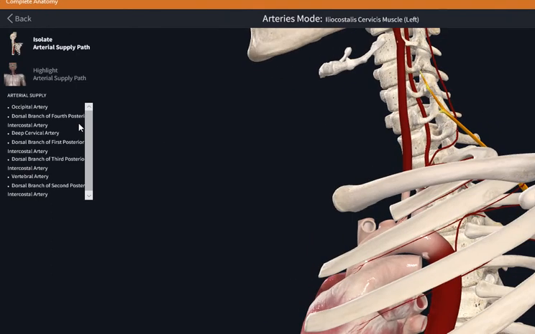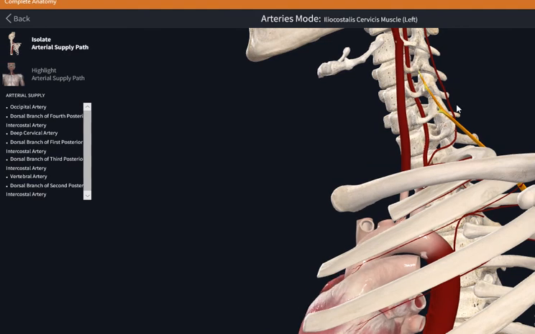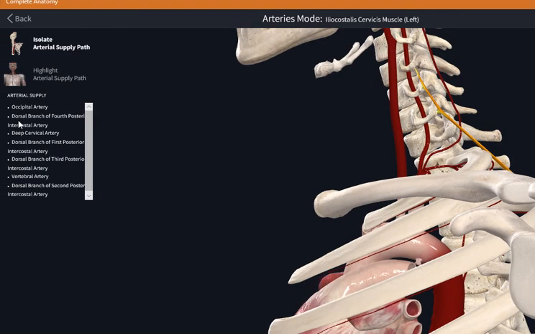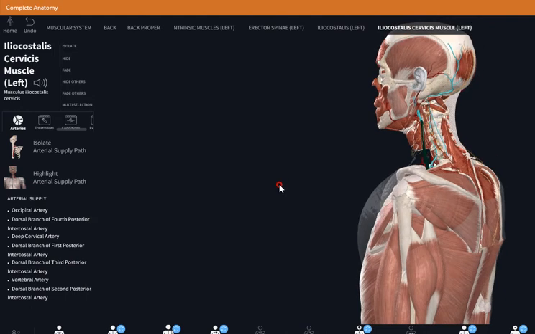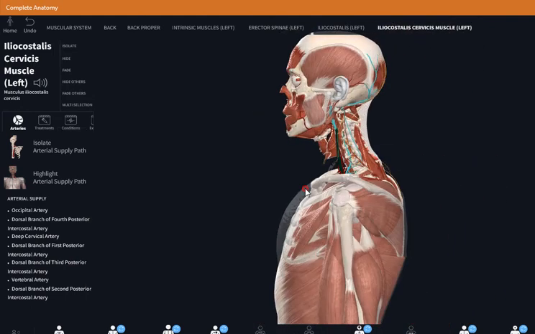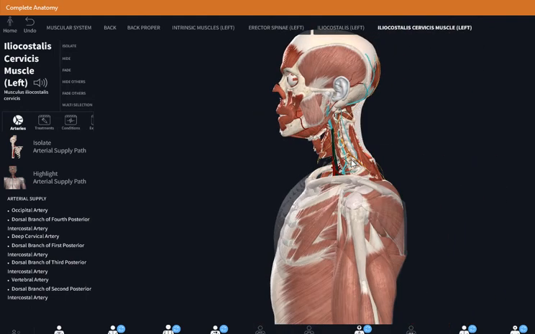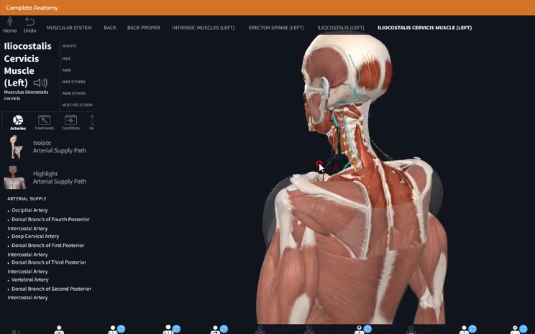You have the occipital artery and the dorsal branch of the fourth posterior intercostal artery. These are the arterial supply: the occipital artery, the branch of the intercostal, the cervical artery, the intercostal artery, and even the vertebral artery. We initially said that the vertebral artery does not enter the seventh transverse foramen. Only a descending branch enters there, and that branch supplies the muscles at the back.